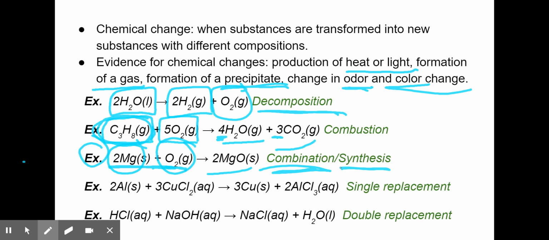In the fourth example, we have single replacement reactions. That's where a single element kicks out, and in most cases, it's a metal kicking out another metal from a compound. So here, copper and chlorine are together. They're dissolved in water, but they are considered together. The aluminum is kicking the copper out of there. Copper ends up by itself, and we now have aluminum chloride. So when you get two guys replacing each other, we call it a single replacement.